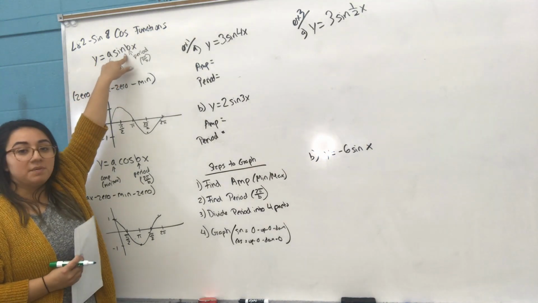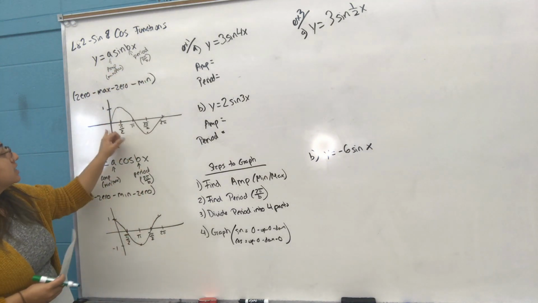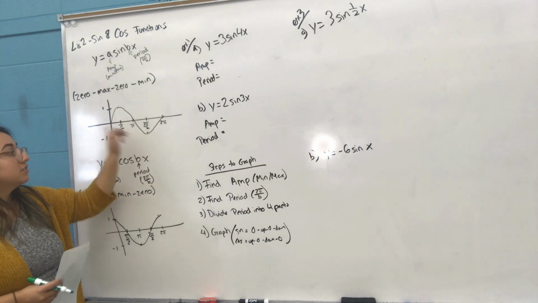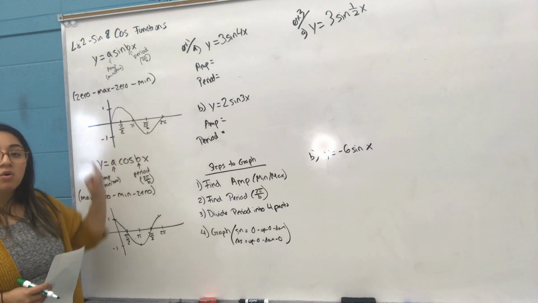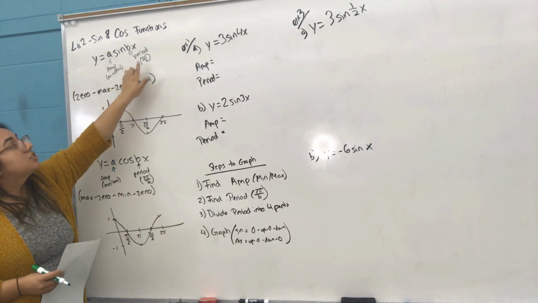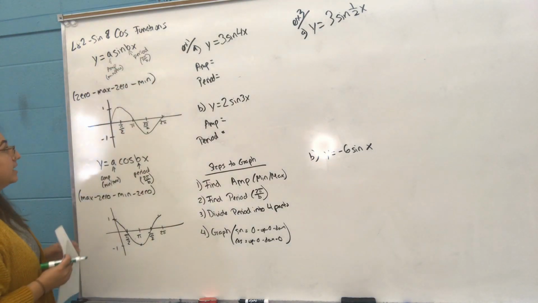Now, another thing you need to know about the graphs is their periods. Every wave is one period. So from 0 to 2π radians, remember that's 0 to 360, that is one whole wave, that is one period. The period is 2π divided by b, and b is the number in front of x, whether you see it or not.